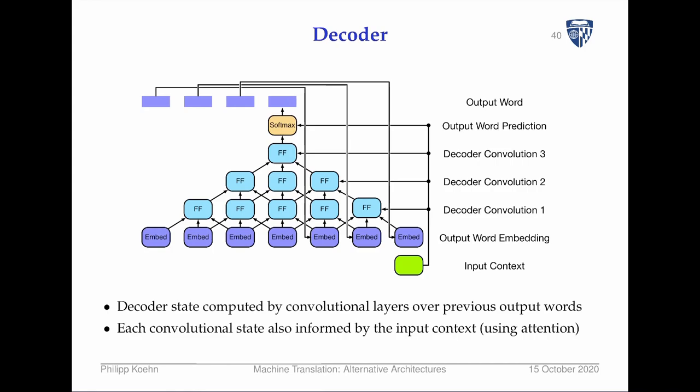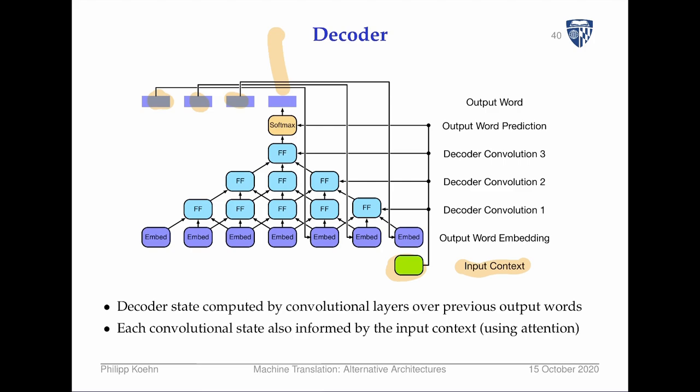So here's now the decoder part of the convolutional neural machine translation model. You start with the input context. That is computed the same way as before, attention over the input encoder state, so we don't really change anything there. But the decoder now has this convolutional aspect to it, conditioning on previous output words. So the way you can look at this here, these are the previous output words that are being produced. Now we're predicting this output word here.